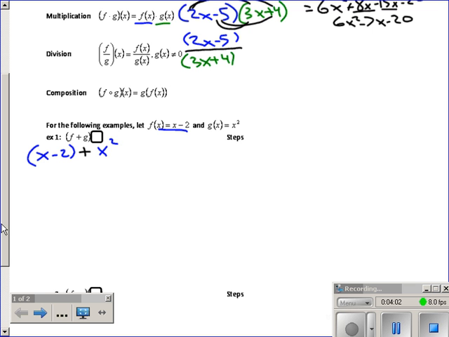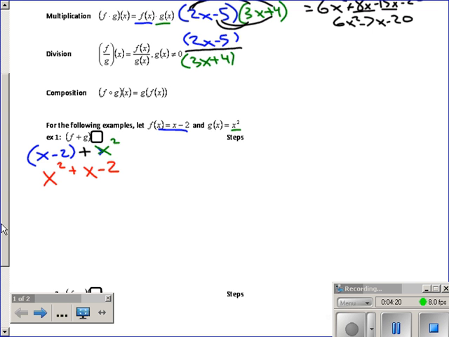And in fact, let's keep this consistent, and I'll put that in green. So when we add them, there's nothing really that combines. There are no like terms. So all we have is our x squared plus our x minus 2.